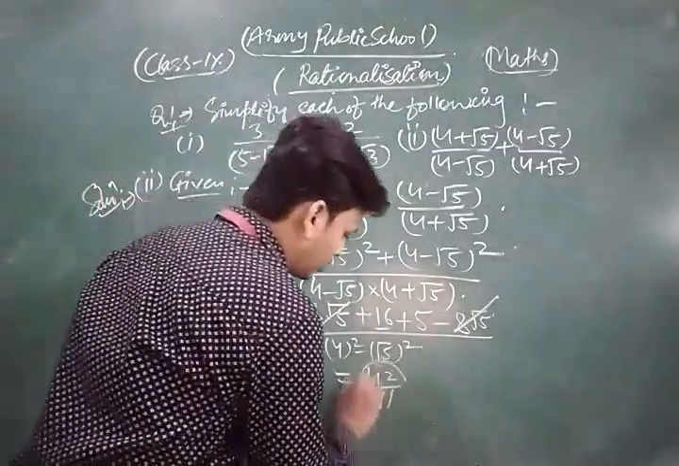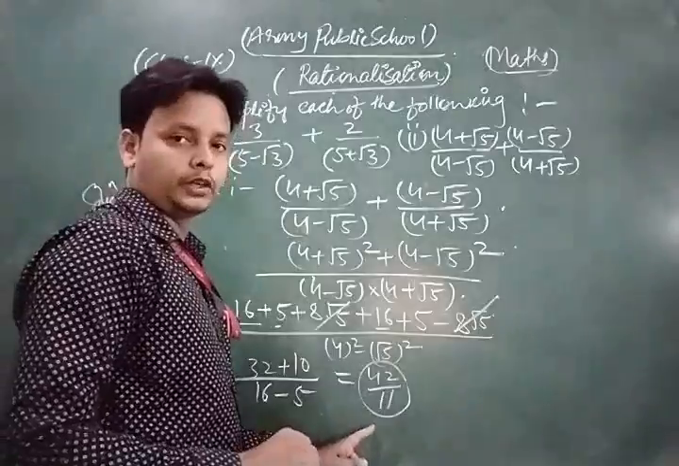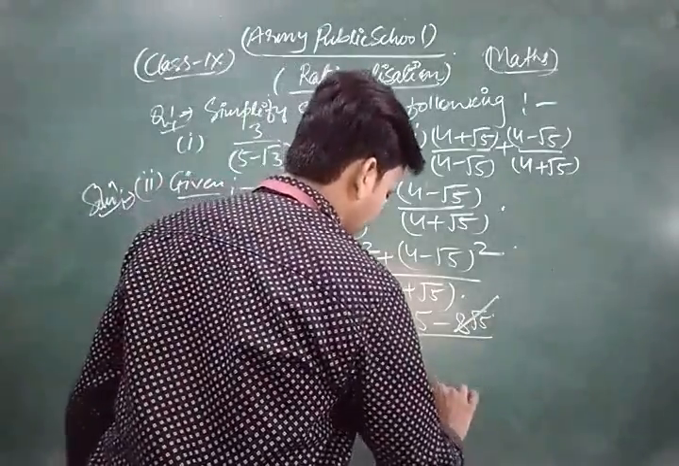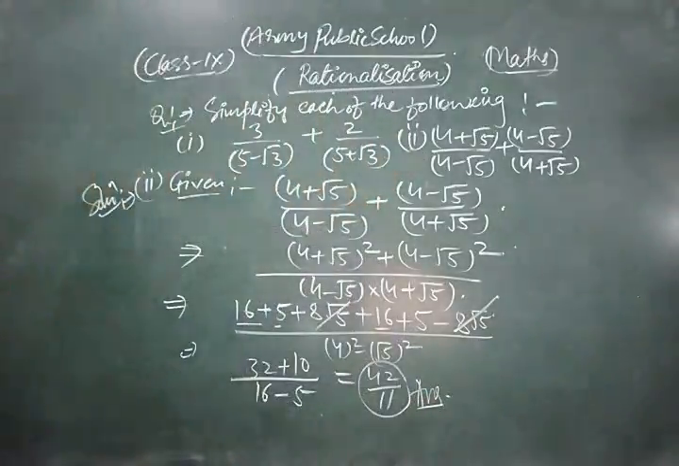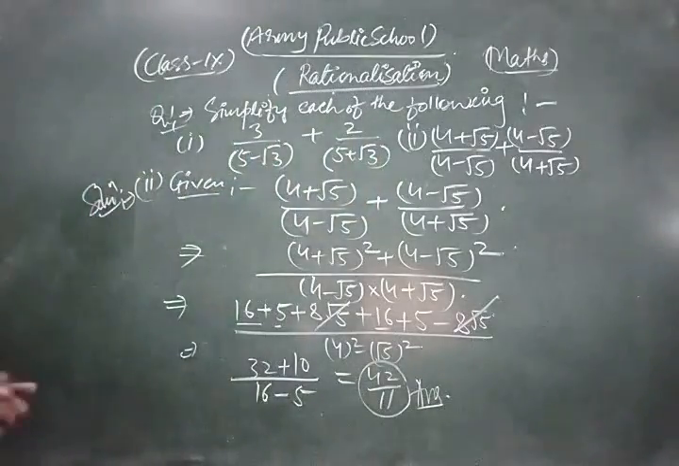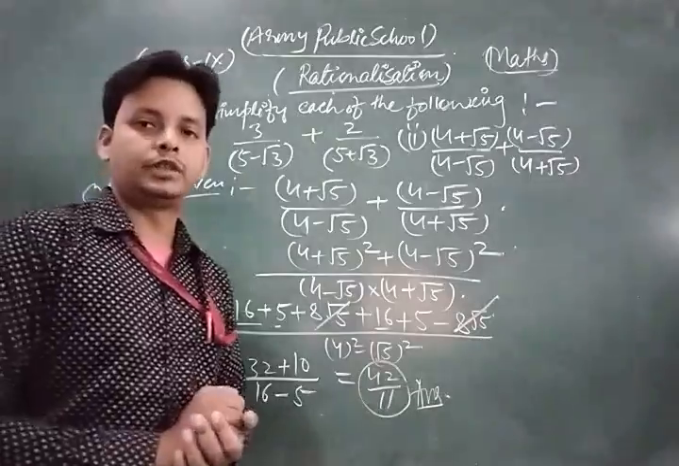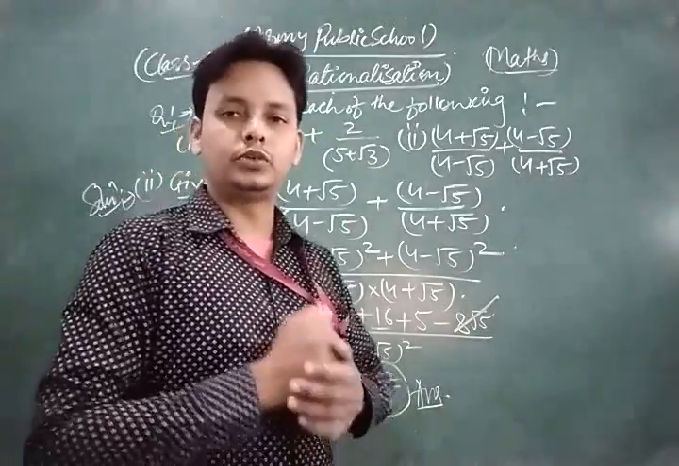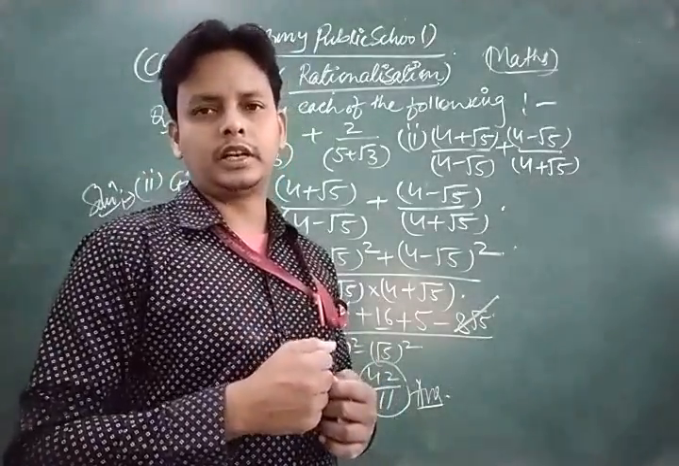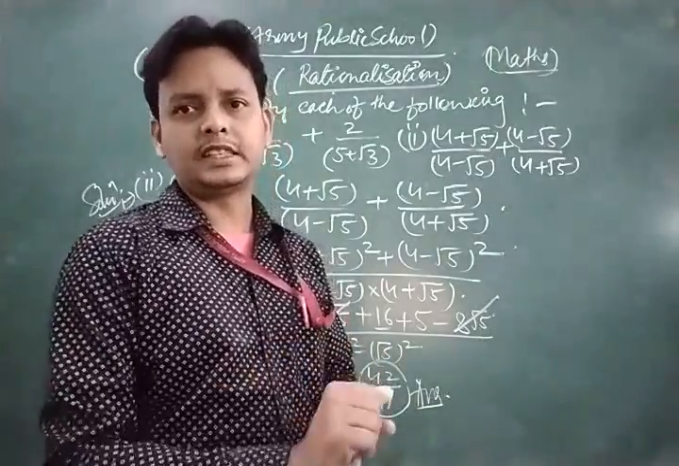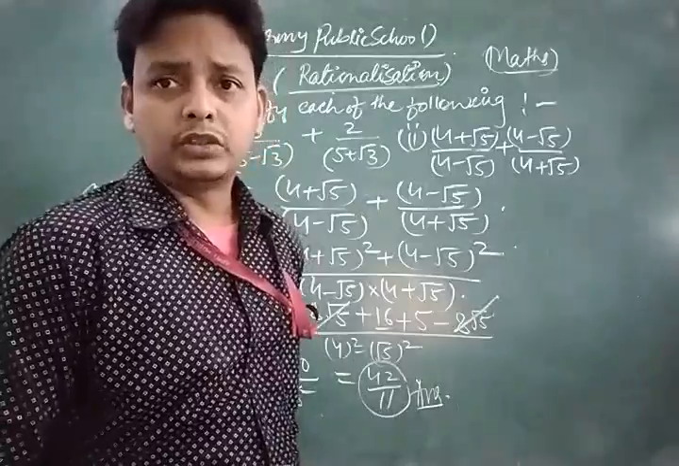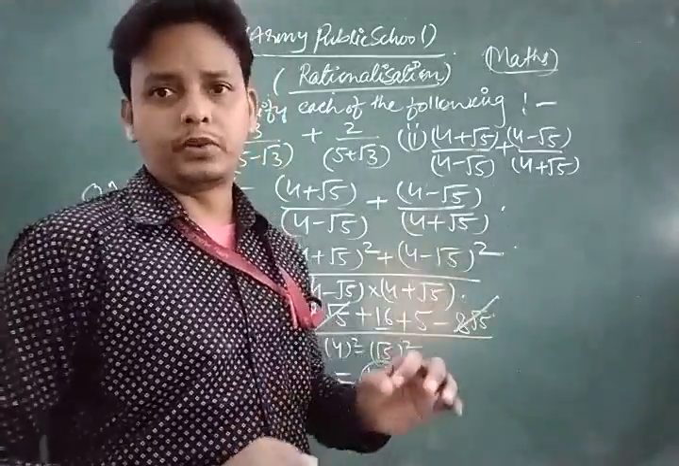So the required solution of the given expression is what? 42 upon 11. This is the required solution of the given questions. So in this way, dear students, you can solve each and every question of your NCERT exercise based on these topics. This is one of the most important topics of your syllabus.